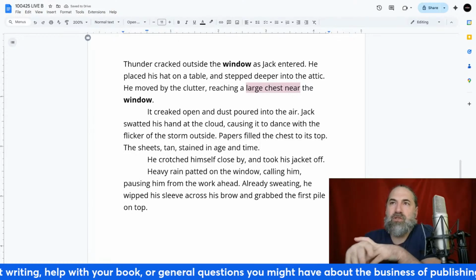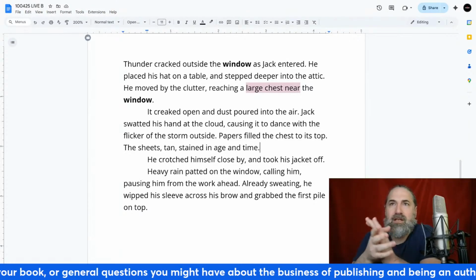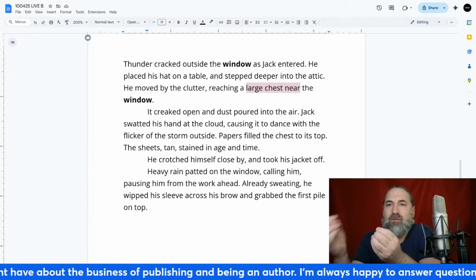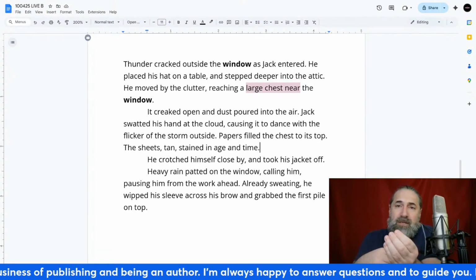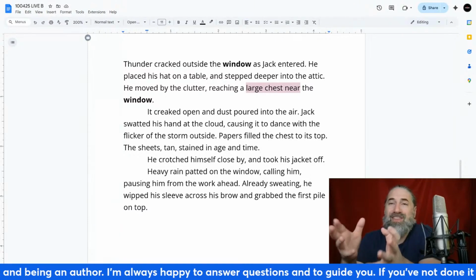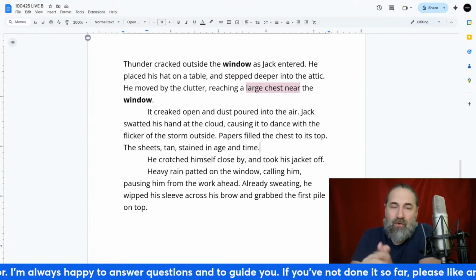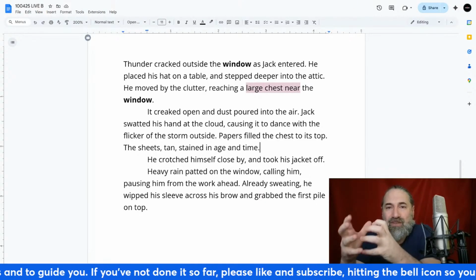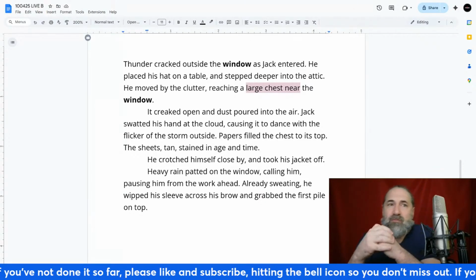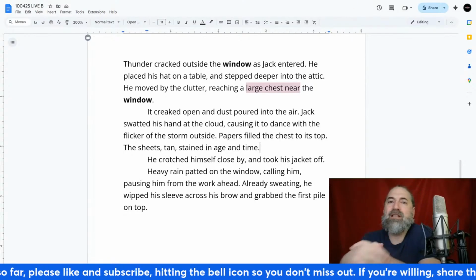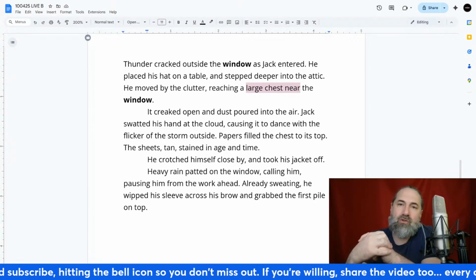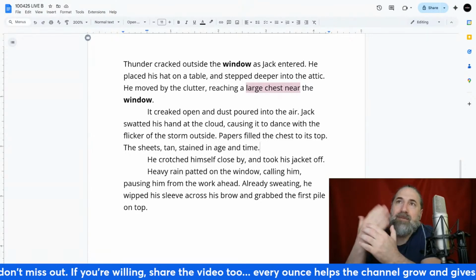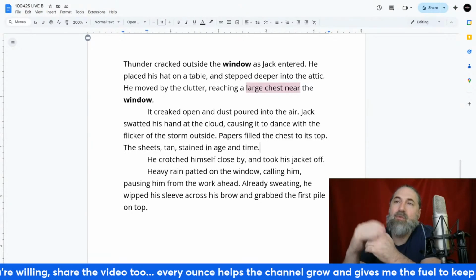He crouched himself close by and took his jacket off. Heavy rain pat. All right, all these elements are not only building the room, but we're starting to build momentum for who the characters are and what they are doing, slowly revealing information a little at a time. That's what helps create that fast read. Not only are we using logical narrative movement, but also we're allowing the vague but informative element of storytelling to engage with the reader. And what does that mean? It means that the reader has to piece things together, that we are not holding their hands.